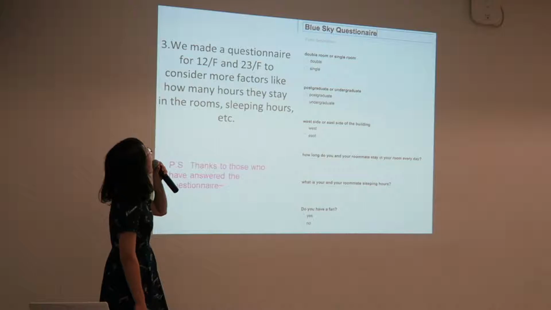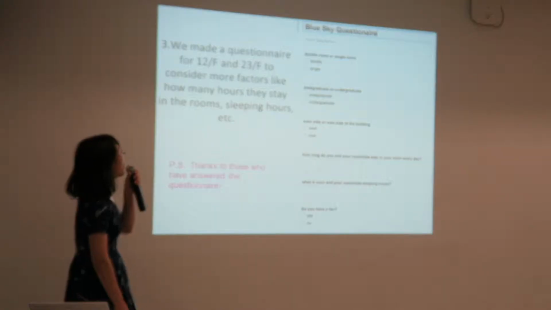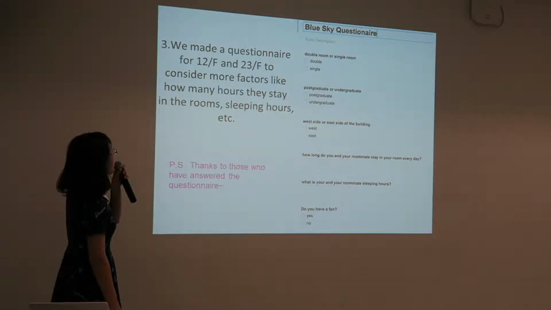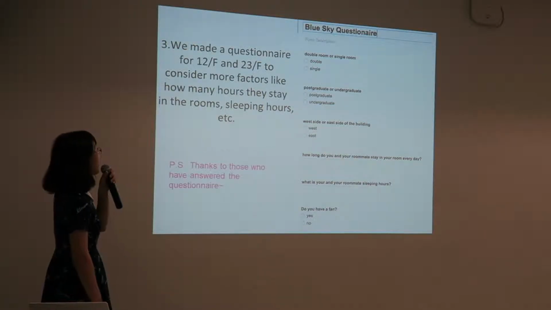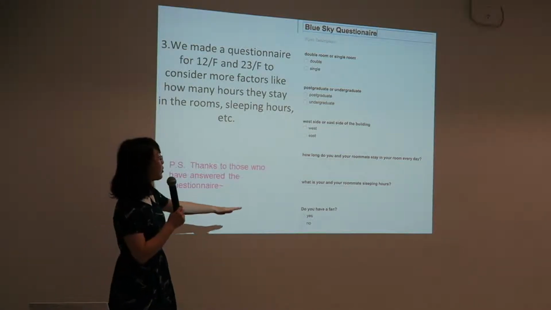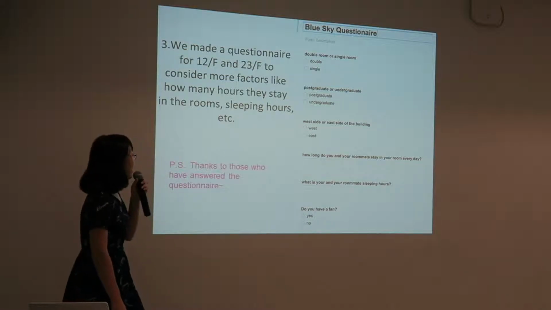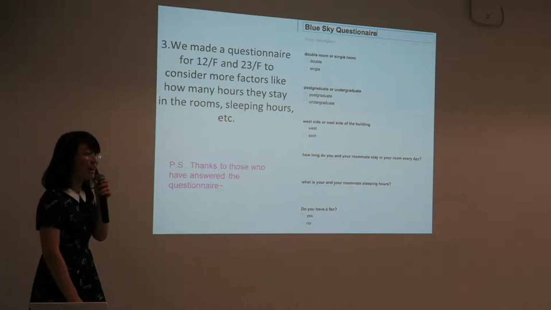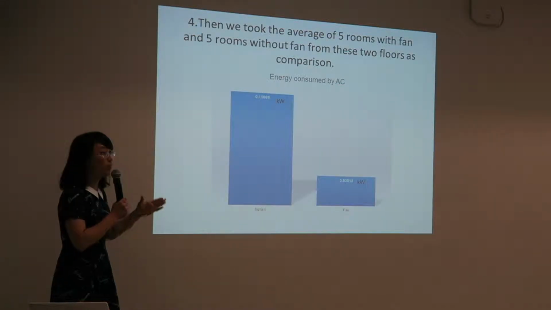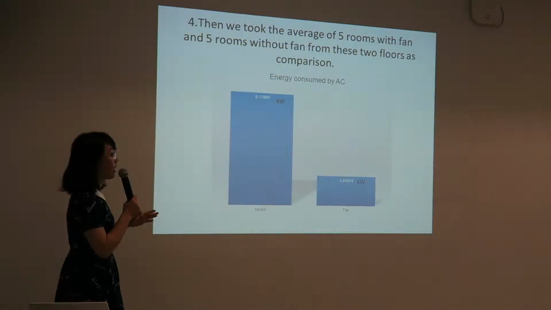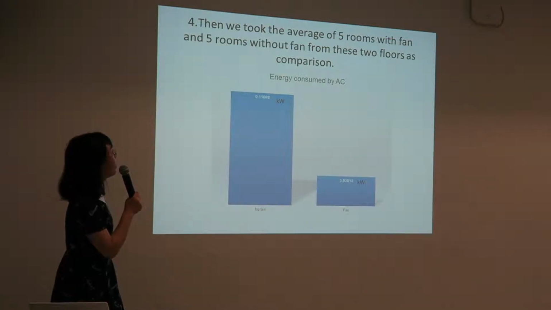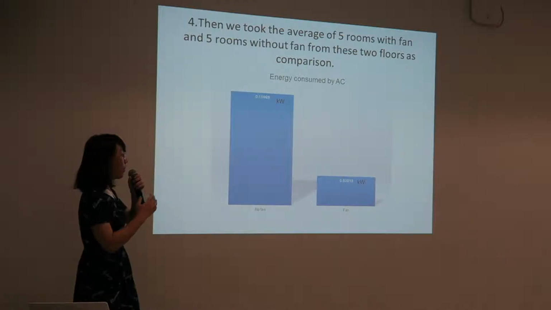The third procedure: we made a questionnaire for the 12th floor, which is the boys' floor, and the 23rd floor, which is the girls' floor, to consider more factors like how many hours they stay in the rooms, sleeping hours, etc. This is the questionnaire we made, and thanks to those who answered it and helped us a lot. After this, we came to the data, and we took the average of 5 rooms with fan and 5 rooms without fan from these 2 floors as a comparison.